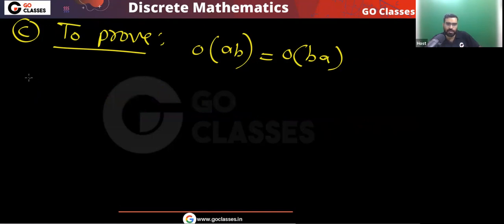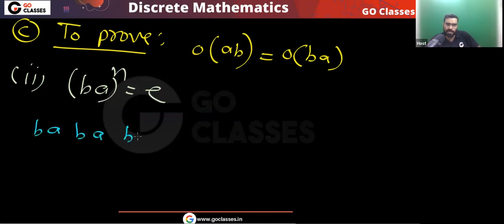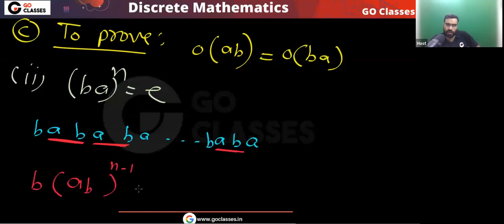See, very simple. The same way, if (BA) power n is E, what can I write? I can write BA, and so on, BA. Next you can see, I can write it like this: B (AB) power n minus 1 A, that is equal to the identity element. This is what you can write. Right? Correct?